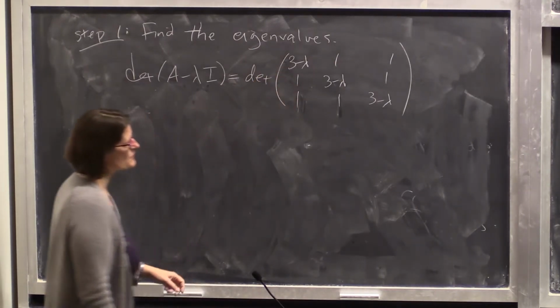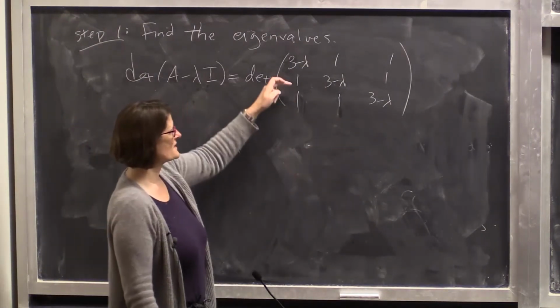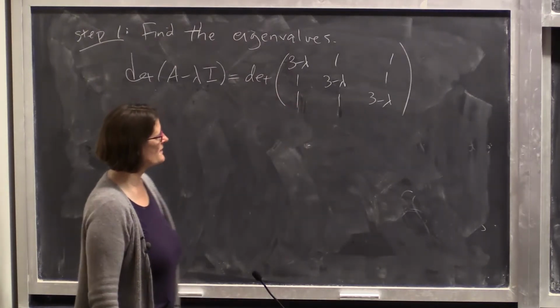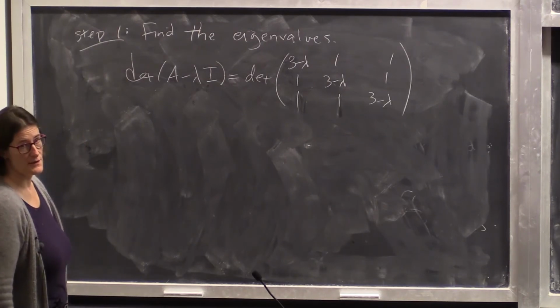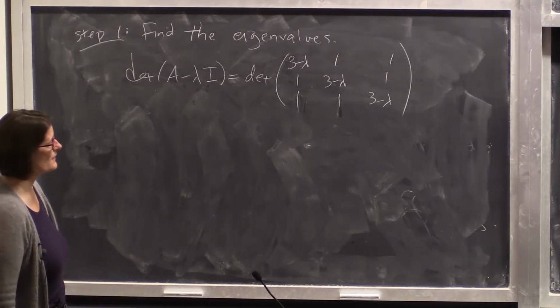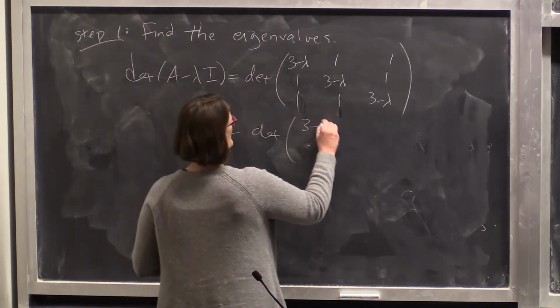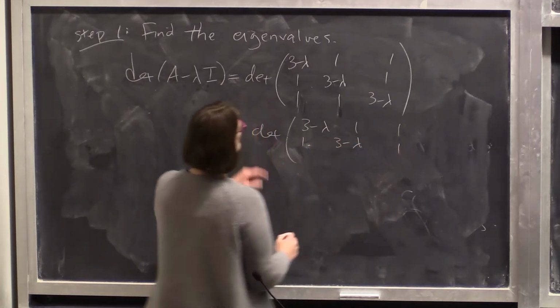So I have 2 options. One option is to just compute the determinant straight ahead. The other option is I could try to introduce a 0 and then compute the determinant. For a 3 by 3 case, I usually just go straight ahead. But it's totally up to you. If you'd like, you could just say that this is the determinant of 3 minus lambda 1, 1, 1, 3 minus lambda 1.